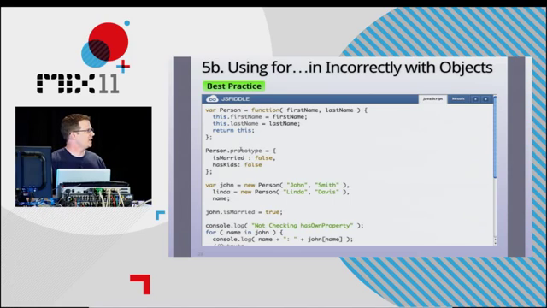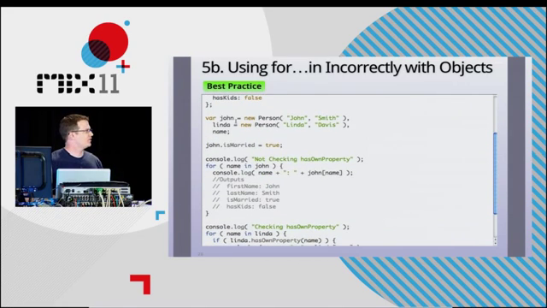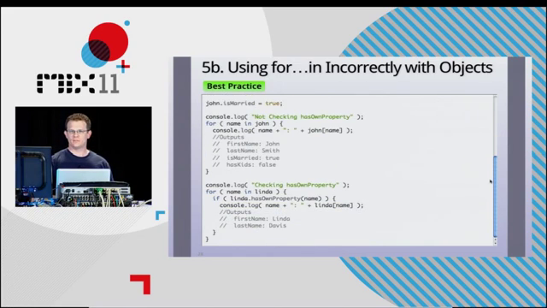We give it a first name, last name. And then here we're actually adding a prototype to the person. We're adding 2 new properties, is married and has kids. So what we're going to do is create 2 new people, John and Linda.